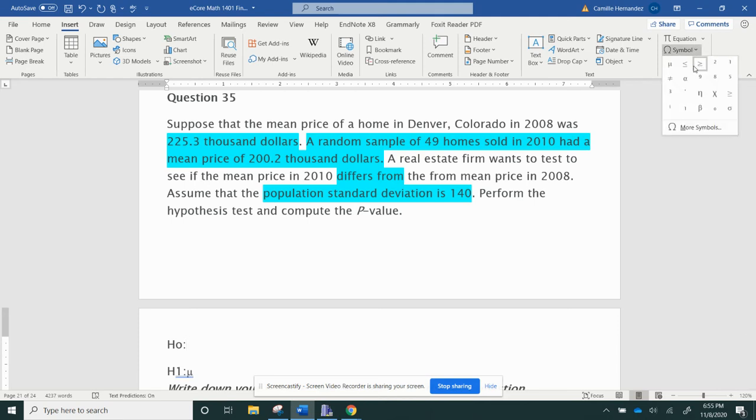So if I say it differs, that means that they're not the same. So I'm going to use the symbol of not equals, and put that there. Then this one makes my null equal to 225.3. And again, why am I putting the 225.3 in there? Because it's talking about the population.